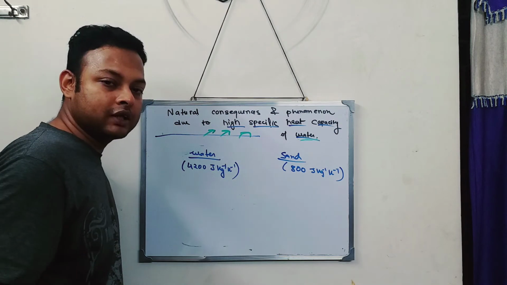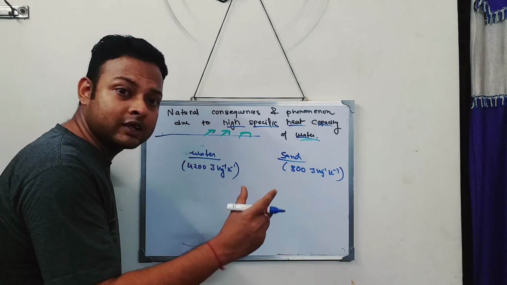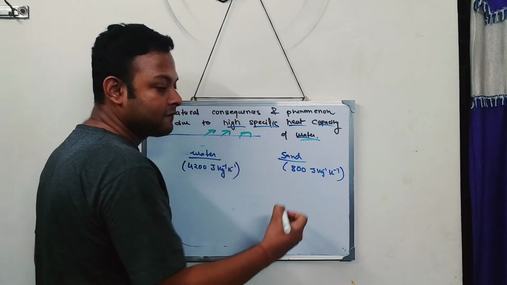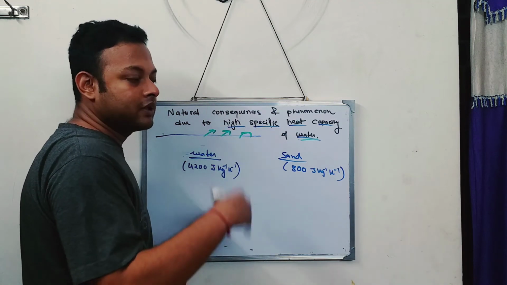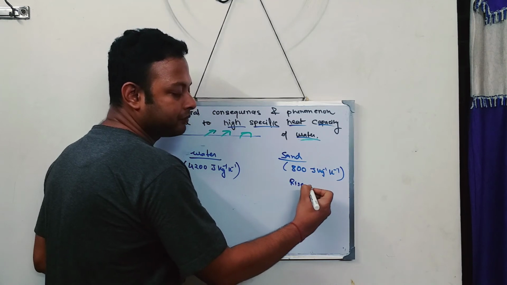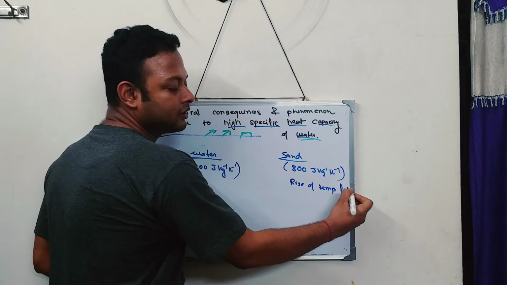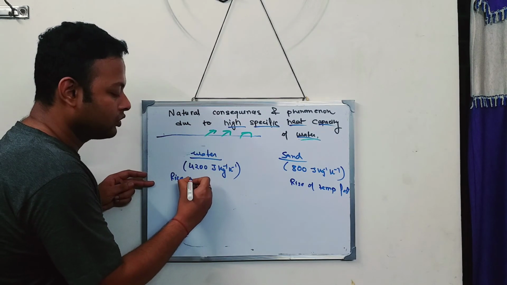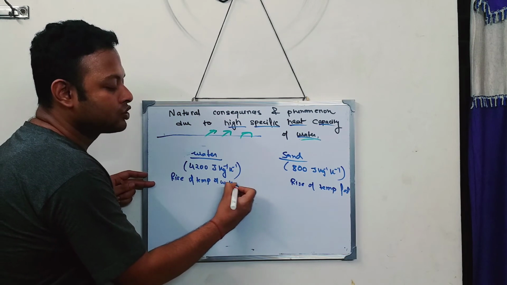So who consumes less heat? Sand absorbs less heat. If it absorbs less heat, then obviously it will take less time. It absorbs less heat, and it rises the temperature faster. So the rise of temperature is fast, whereas the rise of temperature for water is slow.